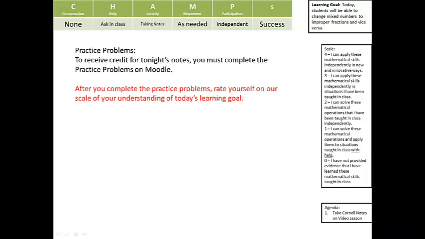Okay, so we are ready for some practice problems. You need to go to Moodle, do the practice problems for mixed numbers and improper fractions, and then after you finish those practice problems, you need to go back to your notes and rate yourself at the top of your notes as to what your understanding is. Use our scale that we have up here on the screen and bring that rating and bring any questions that you have to class tomorrow, and we'll get that taken care of and answered.